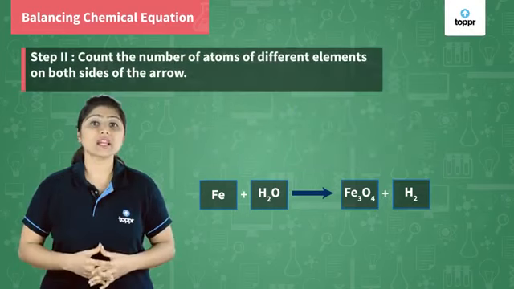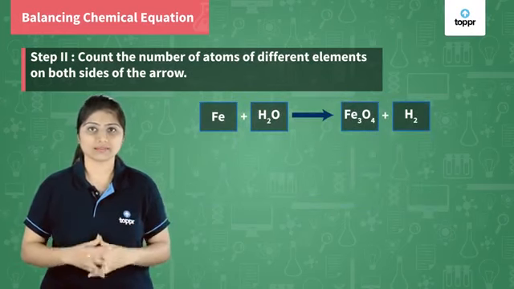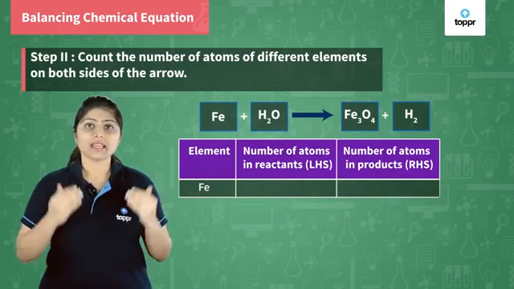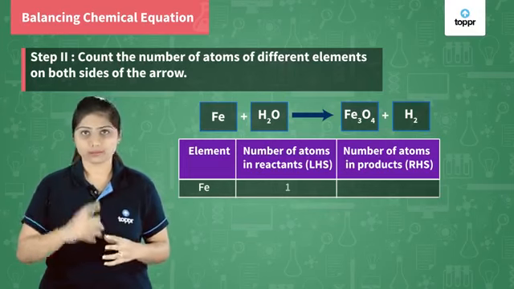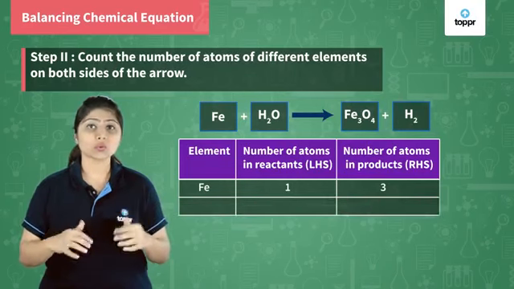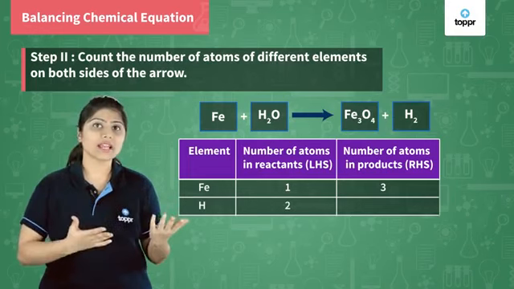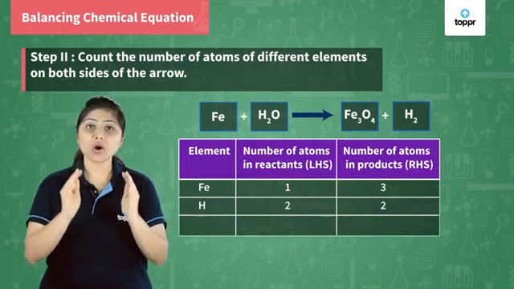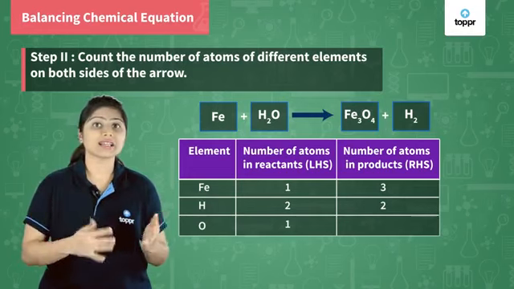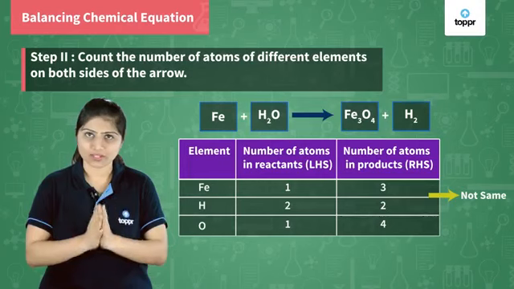Now the second step is to count the number of atoms of each element on the reactant side as well as on the product side. Let us start counting. First we start with Fe. Fe on the reactant side is 1, whereas on the product side it is 3. Then hydrogen: on the reactant side it is 2 and on the product side also it is 2. Then oxygen: on the reactant side it is 1, whereas on the product side it is 4. So in short, we can say this is an unbalanced equation.